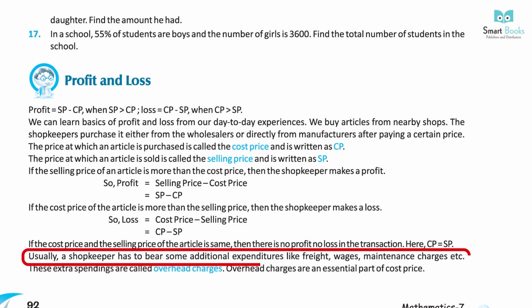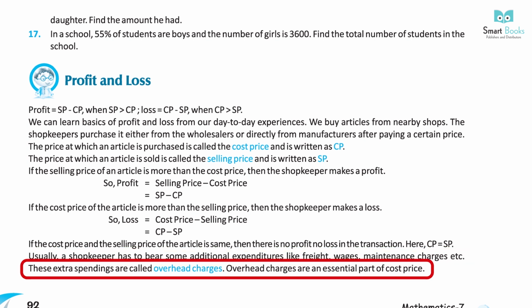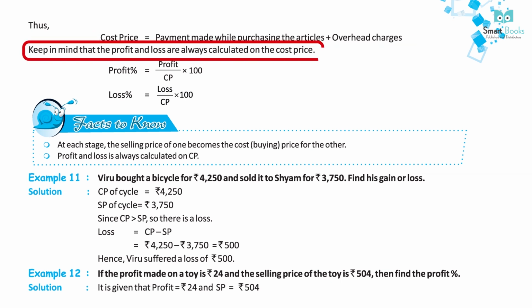Usually a shopkeeper has to bear some additional expenditures like freight, wages, maintenance charges, etc. These extra spendings are called overhead charges. Overhead charges are an essential part of cost price. Thus, cost price is equal to payment made while purchasing the articles plus overhead charges. Keep in mind that the profit and loss are always calculated on the cost price.